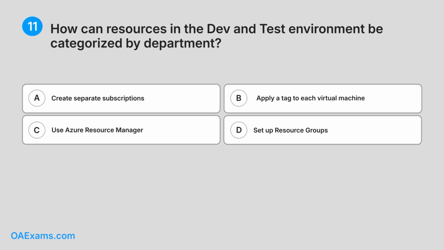11. How can resources in the dev and test environment be categorized by department? A. Create separate subscriptions. B. Apply a tag to each virtual machine. C. Use Azure Resource Manager. D. Set up resource groups. Do you know the answer?